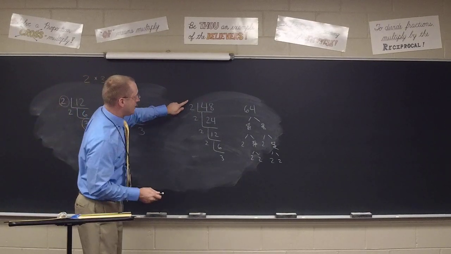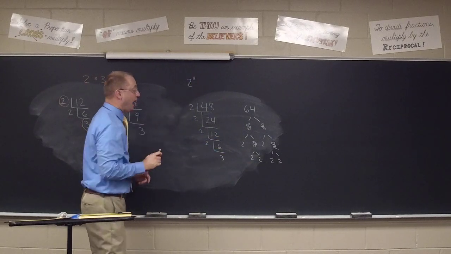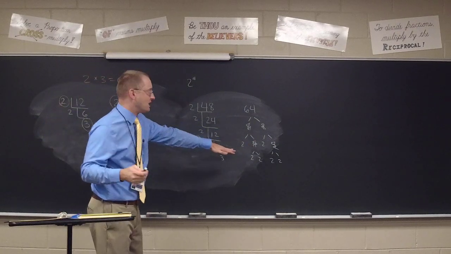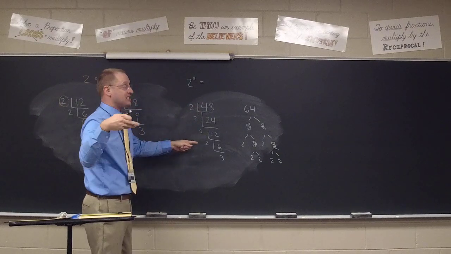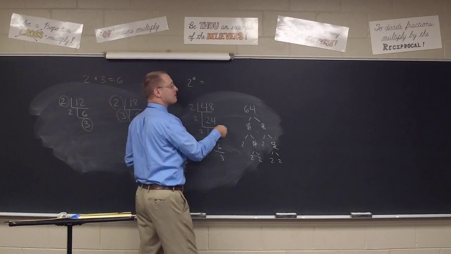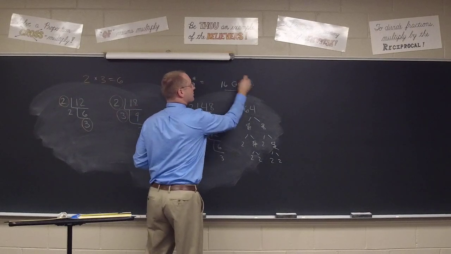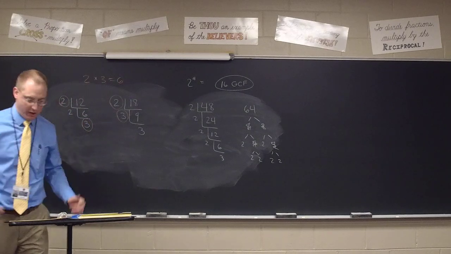Well, in this case, this has 4 2s. That has more than 4, but they all have 4 2s. How about 3s? This one has, but they don't share any 3s. So 2 to the 4th: 2 times 2 times 2 times 2, class. 16 is our greatest common factor. You find what they both have, and you multiply all that together.